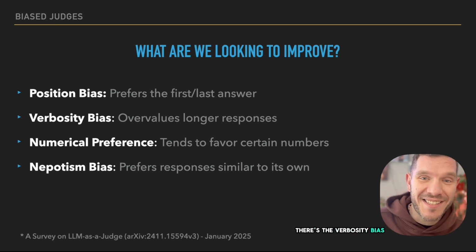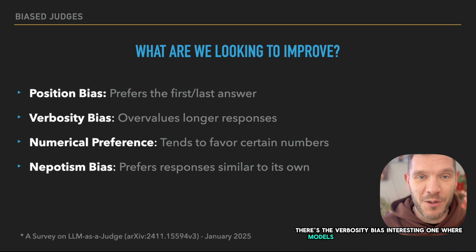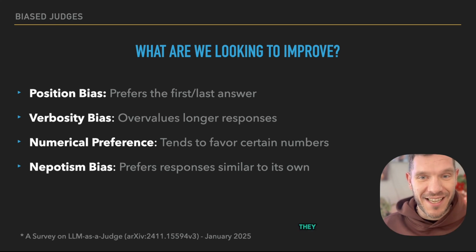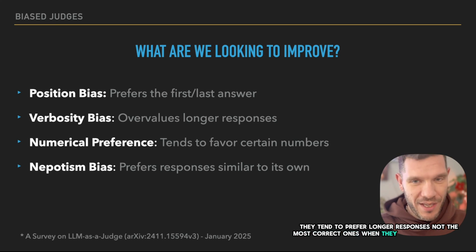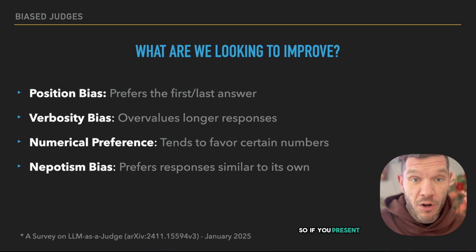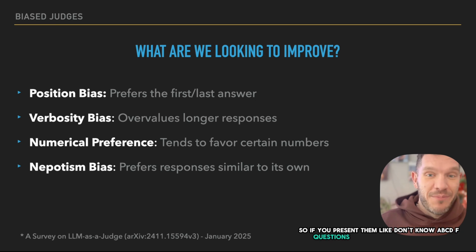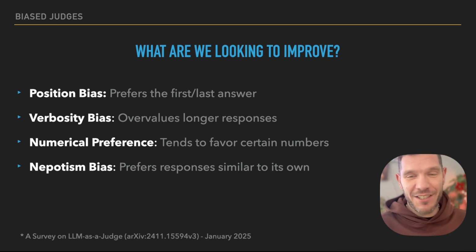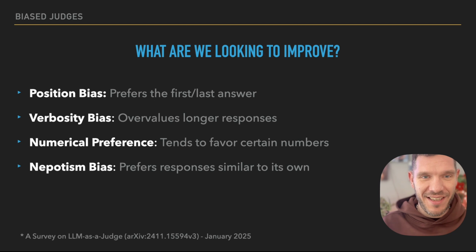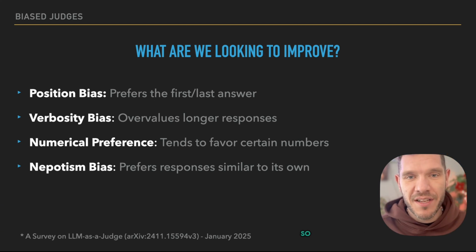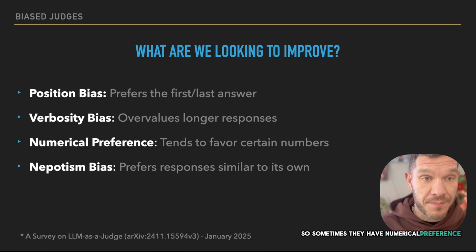There's the verbosity bias, an interesting one, where models just overvalue longer responses. They tend to prefer longer responses, not the most correct ones, when they are asked to judge between two. Numerical preference: some models like the number 7. For some reason, as judges, they like the number 7. So if you present them with, I don't know, A, B, C, D, F questions, they would go for F or number 7 or etc. So sometimes they have numerical preference.